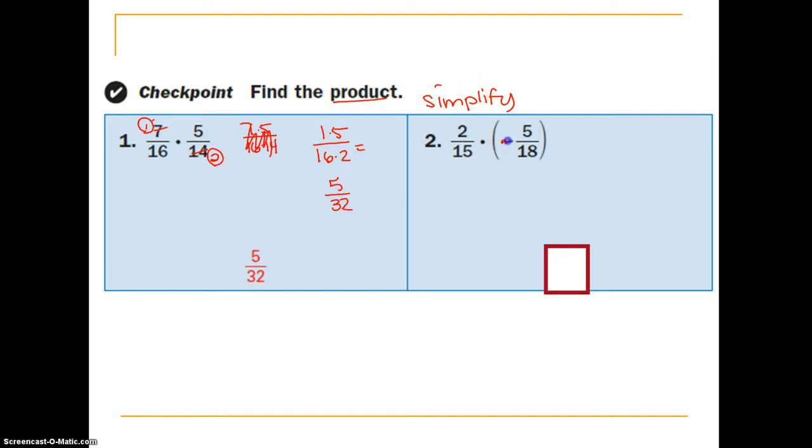Number 2, put the negative with the numerator. 15 and 5 divides by 5. You have 3 and then negative 1. 2 and 18 both divide by 2. You have 1 and 9. So 1 times negative 1 over 3 times 9, which is negative 1/27.